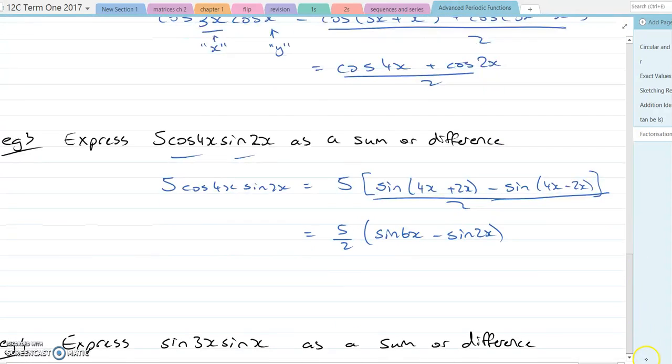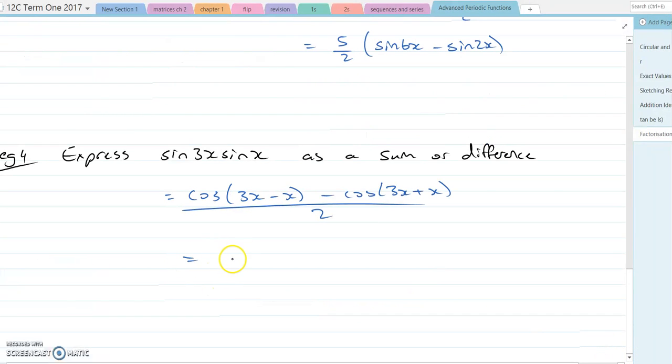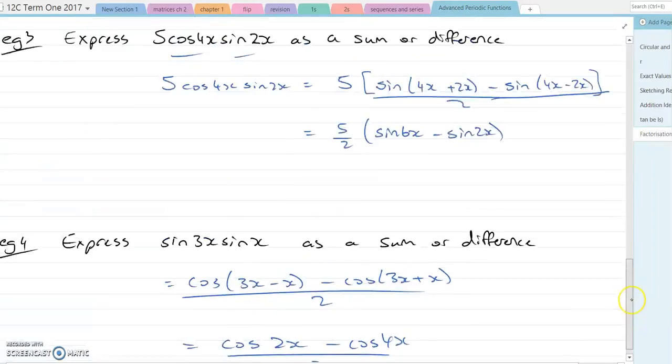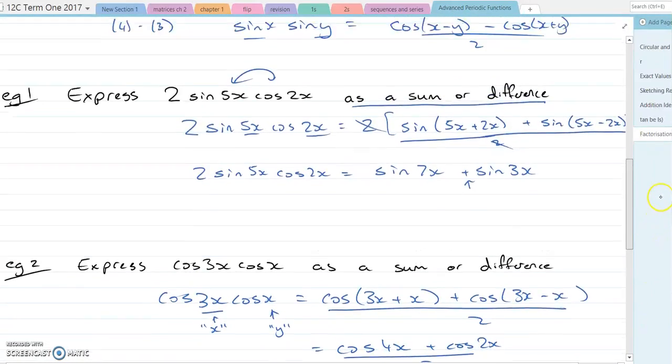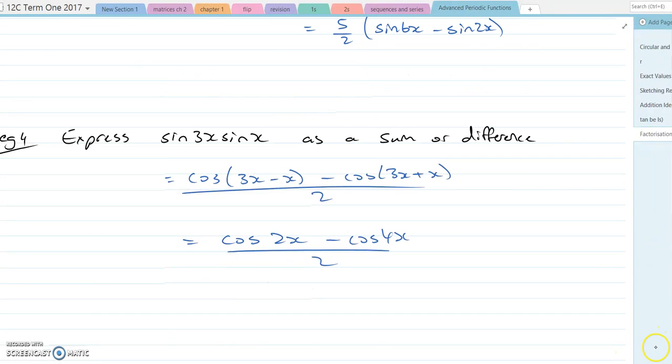Okay. So equals, what did I say? Cos of the minus, right? Cos of 3x minus x minus cos of 3x plus x, all over 2. Alright, cos 2x minus cos 4x over 2. Does that make sense? Let's see. Cos of minus minus cos of plus. Yes. Okay, all done.